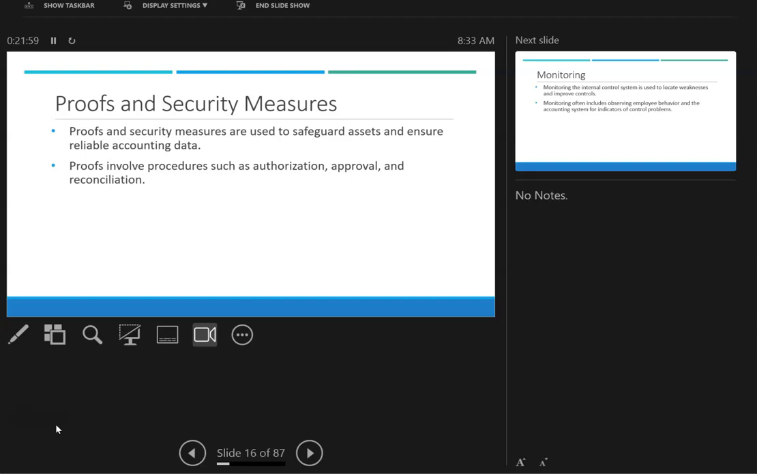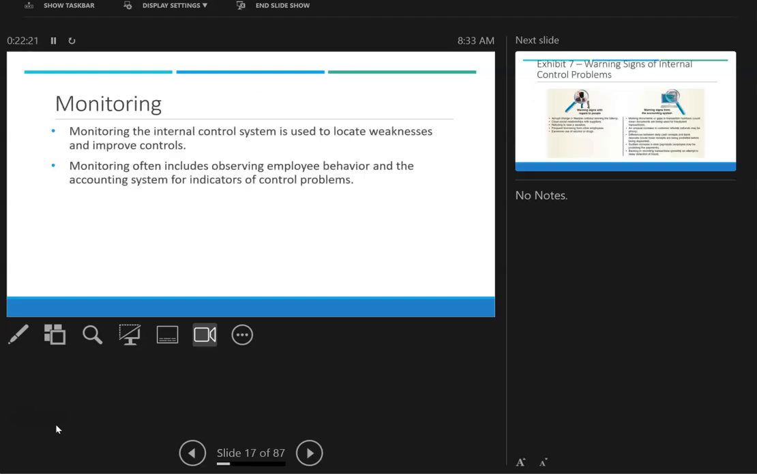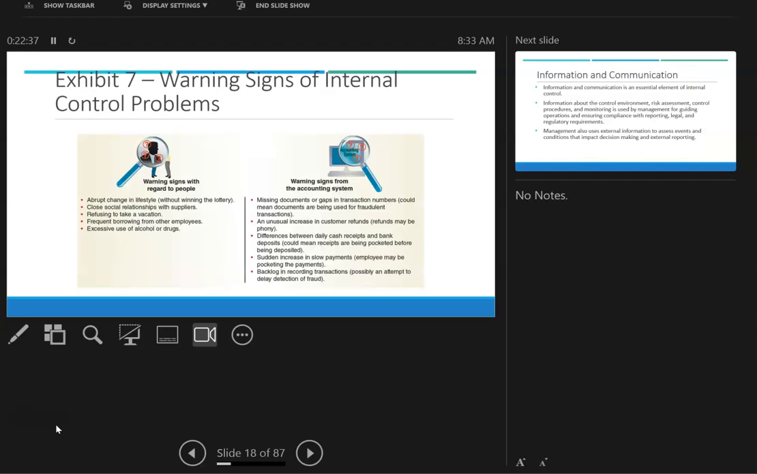Proofs and security measures are used to safeguard assets and ensure reliable accounting data, and there should be separation. Whoever authorizes various transactions should have someone who approves them and then someone else who reconciles them. And ultimately, even after all of this is set up, they should monitor that the internal controls they've put in place are actually working as they wanted them to.